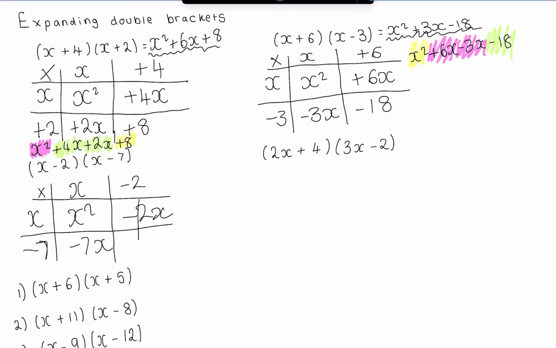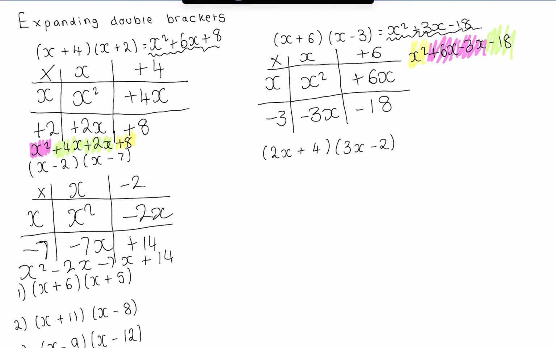And the final one, we've got minus 2 times minus 7. Now, two negatives multiplied together give us a positive, so that's going to be positive 14. Before we finish, we've got to write it out as a line. So I've got x squared minus 2x minus 7x plus 14.